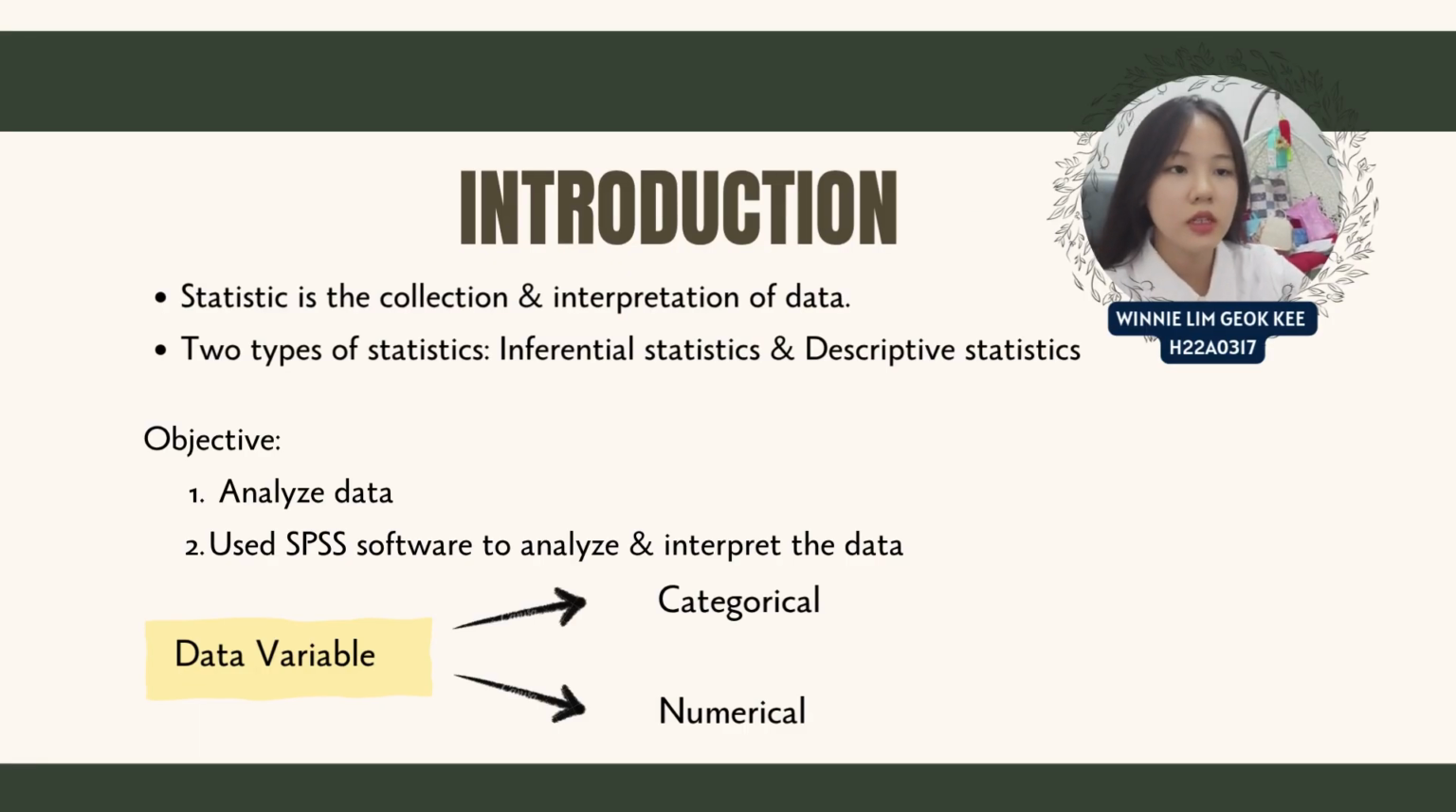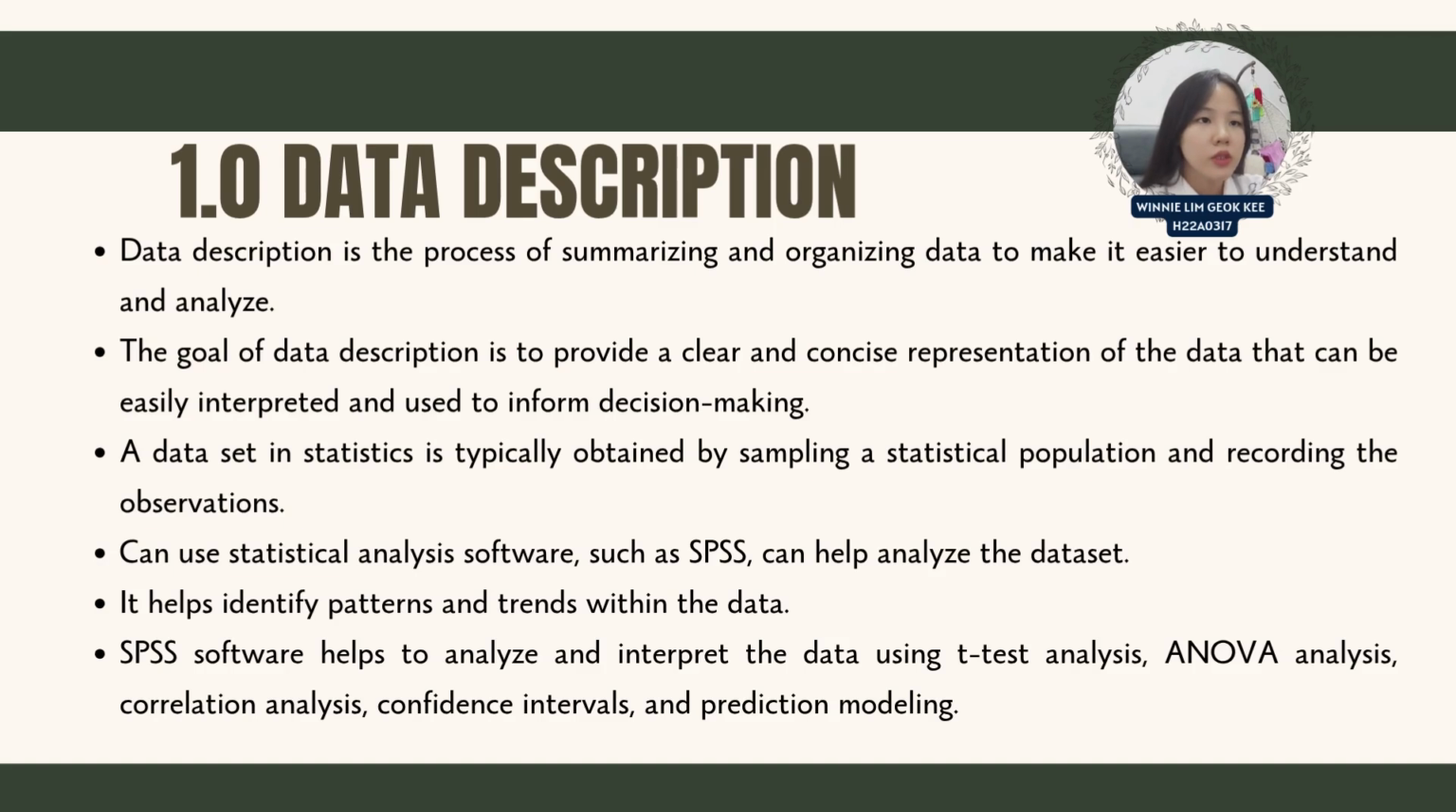Introduction. Statistics is the collection and interpretation of data. There are two types of statistics, that is inferential statistics and descriptive statistics. In this assignment, we focus on analyzing data using SPSS software to analyze and interpret the data. Data description is the process of summarizing and organizing data to make it easier to understand and analyze. The goal of data description is to provide a clean and concise representation of the data that can be easily interpreted and used to inform decision making.